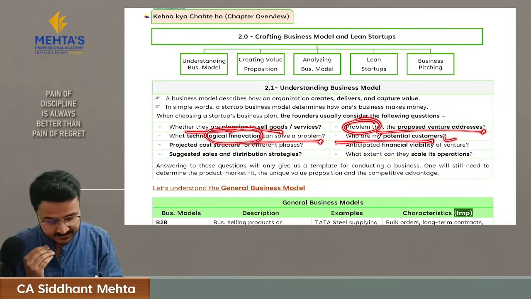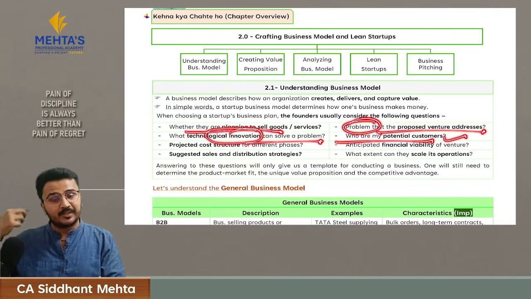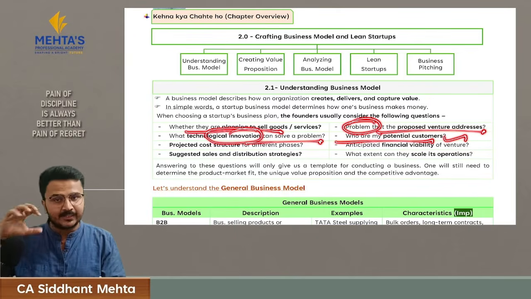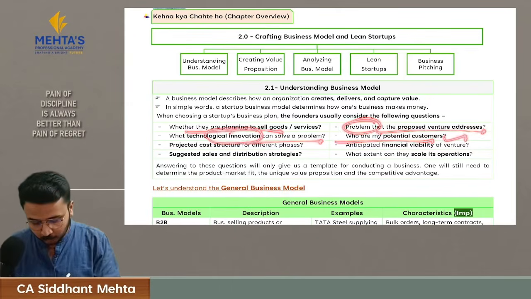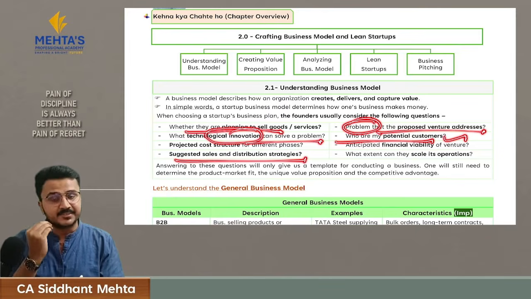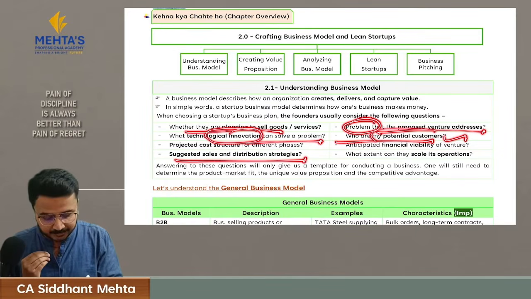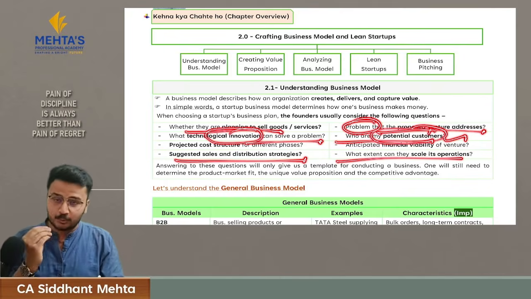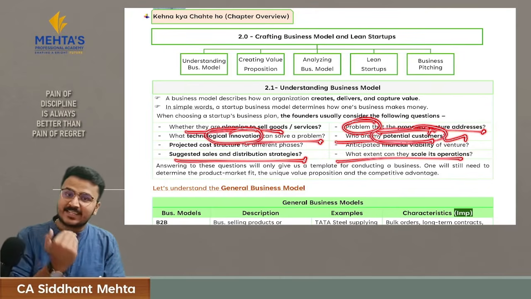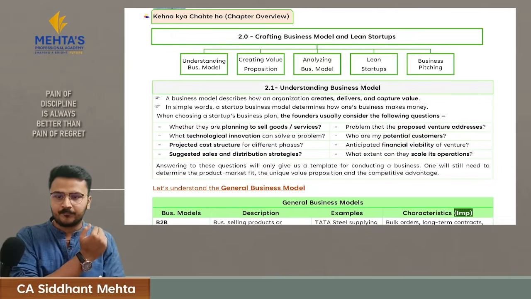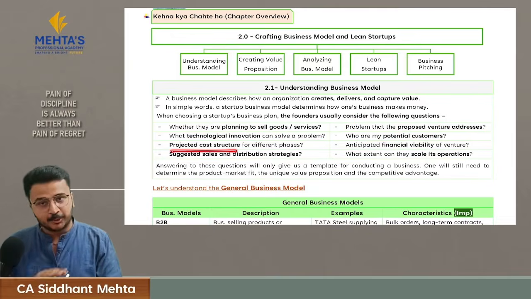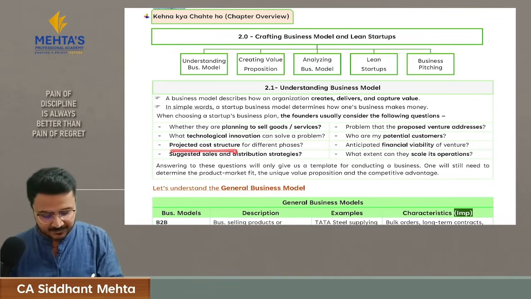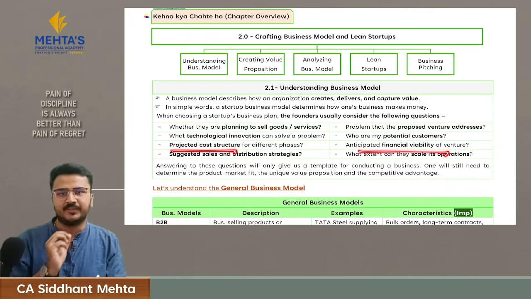Once they answer this, based upon that they will frame their marketing strategies to target that particular customer. Then what are their sales and distribution strategies to attract that particular targeted customer. With that, they also have to understand how they are going to scale their product in future. Then projected cost structure to do this entire activities and whether it is financially viable to run this business.